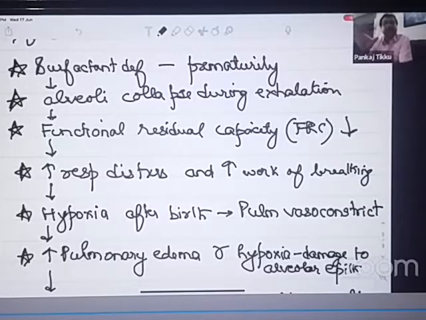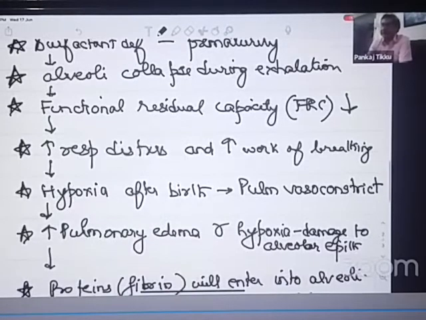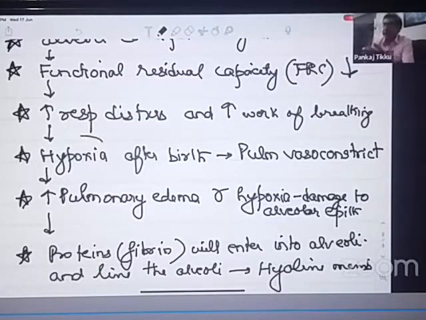Now, when the functional residual capacity decreases, naturally there will be an increase in respiratory distress and increased work of breathing. So the child will start breathing very fast because there is almost no air left inside the lungs. So the child will require more and more air. There will be increased work of breathing. As a result, there will be hypoxia.